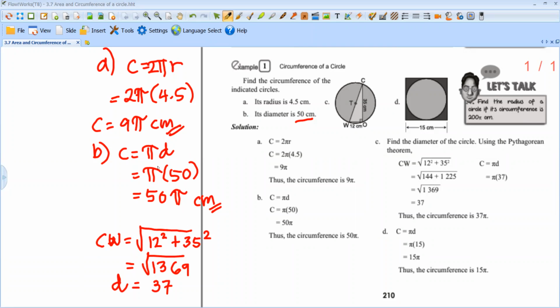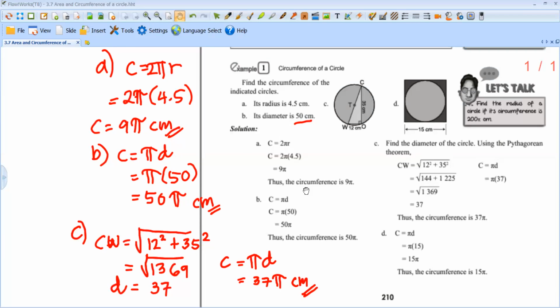So now we can find the circumference. The circumference is equal to pi d. Since d is 37, we have 37 pi, and that is in terms of centimeters. Okay?